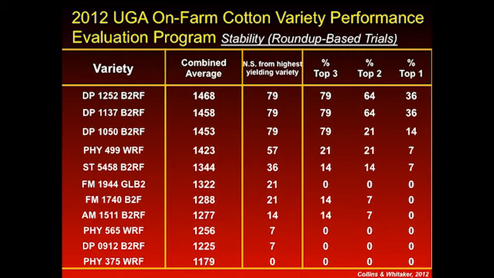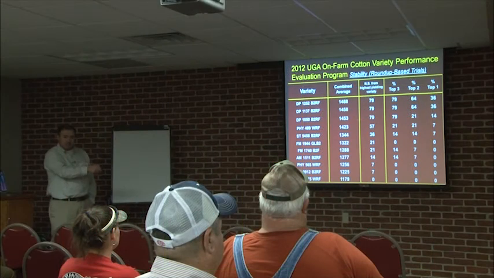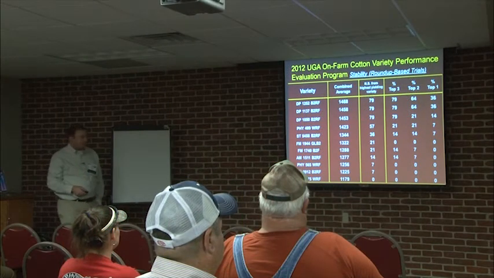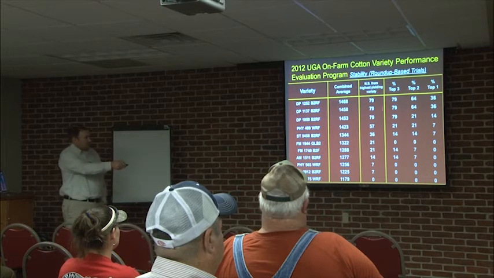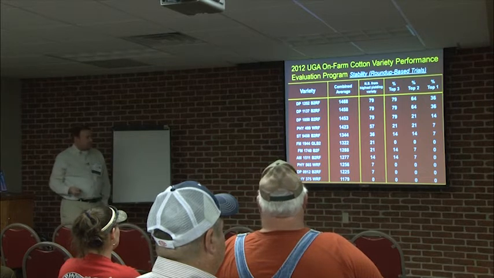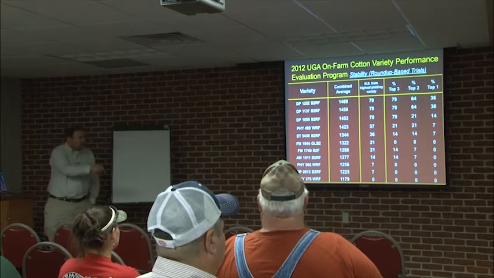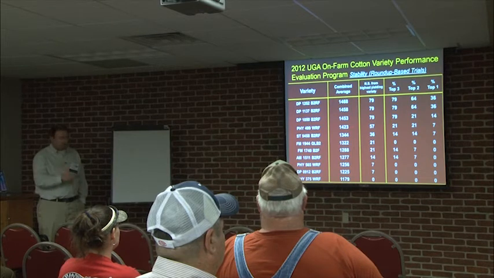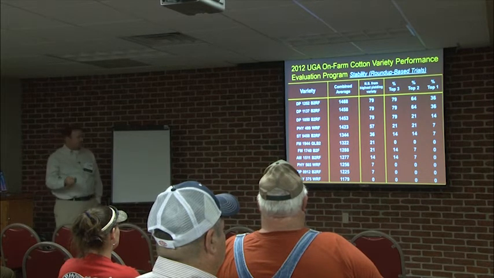All 3 of those are roughly 80% of the time statistically the same as the top yielder. The same percentage there in terms of being in the top 3. And then 1252 and 1137, almost 60% of the time in the top 2, and they won about 35% of our trials there. Phytogen 499, this is the second year we've had it, almost 60% of the time statistically the same as the top yielder.